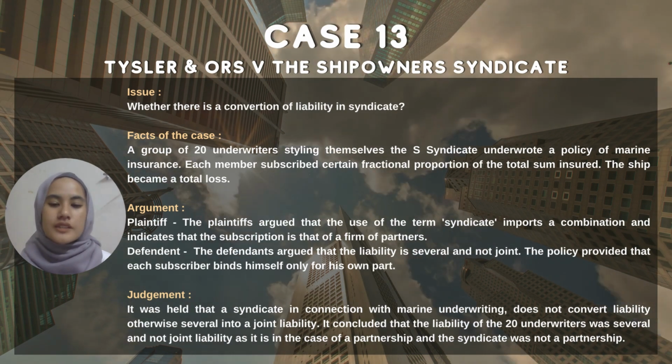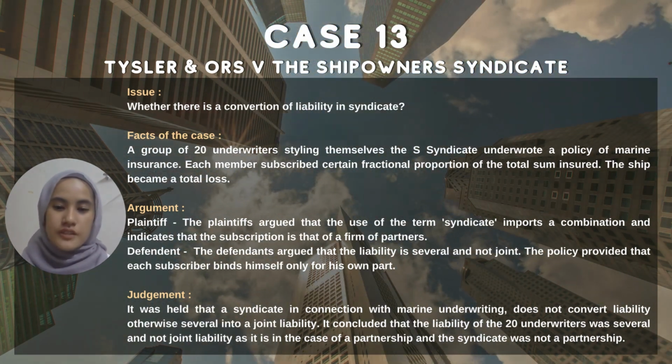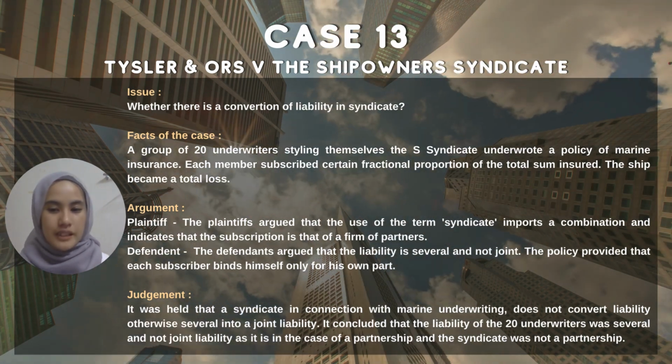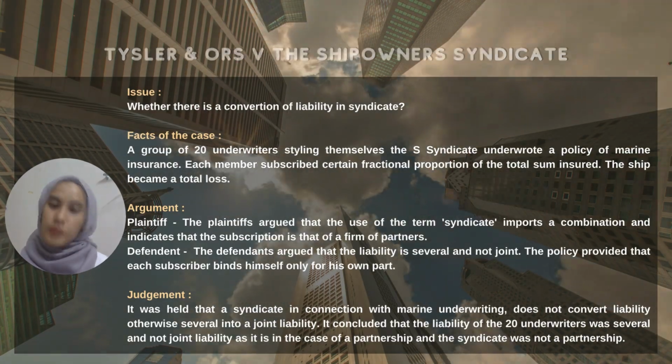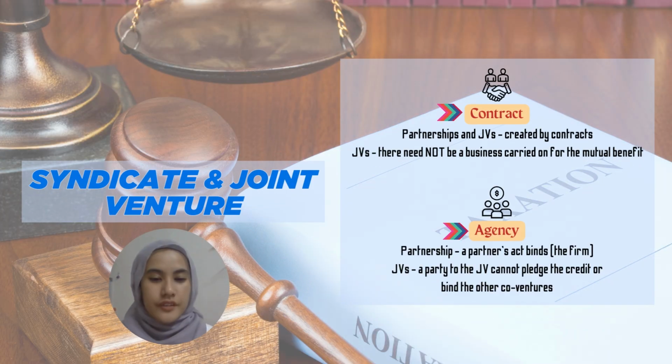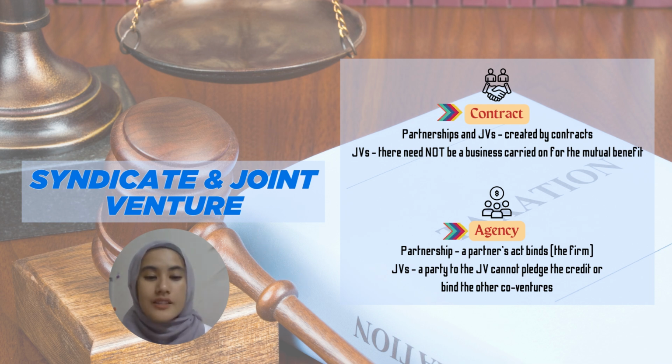It concludes that the liability of the 20 underwriters was several and not joint liability, as it is in the case of a partnership, and the syndicate was not a partnership. By referring to the previous case, which is the previous slide, Tyser and others and the ship owners syndicate, there are a number of differences between a partnership on one hand and a syndicate or joint venture on the other hand.